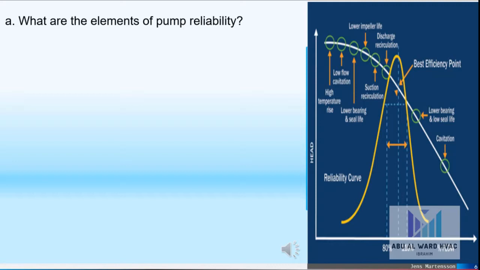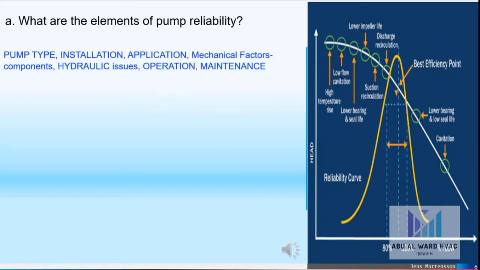What are the elements of pump reliability? First, pump type. Second, installation, application, mechanical factors, components, hydraulic issues, operation, maintenance.